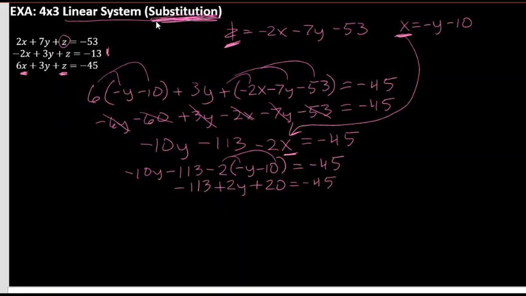Now I'm just going to bring everything down. All right, and then again, I'm combining like terms, negative 10y, positive 2y, that gives me negative 8y, and negative 113 plus 20, that's going to give me negative 93, is equal to negative 45. Now I'm going to add 93 to both sides. Okay, 93 minus 45. That's going to take me a minute.